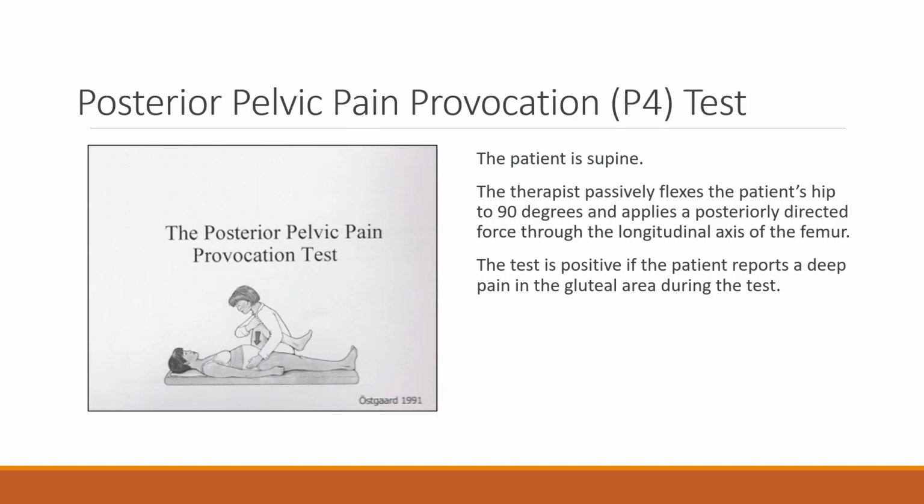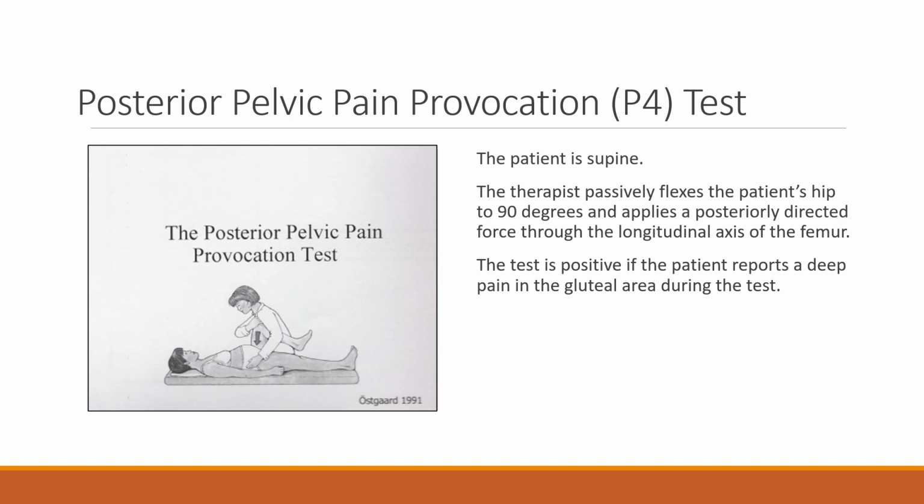Another test that may be used to determine if a patient is going to benefit from stabilization is the posterior pelvic pain provocation test. For this particular test, the patient lies supine. The examiner passively flexes the hip up to 90 degrees, and then applies a posteriorly directed axial force down through the longitudinal axis of the femur. The test is positive if the patient reports a deep pain in the gluteal region on the side that's being evaluated. This test is thought to be provocative, potentially for sacroiliac joint dysfunction.